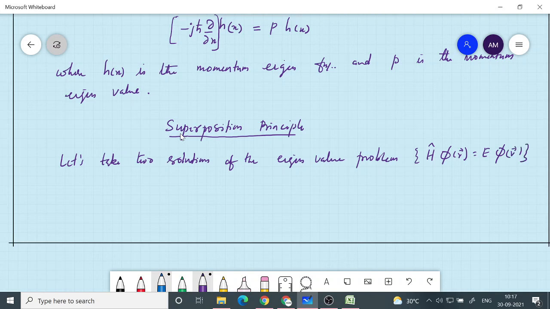So we find out E and phi, and usually there are infinite solutions, but let's take two of the solutions. So you have H operating on phi 1, which gives you E1 and the same function back, and you have the same operator acting on another eigenfunction that will give you another energy.